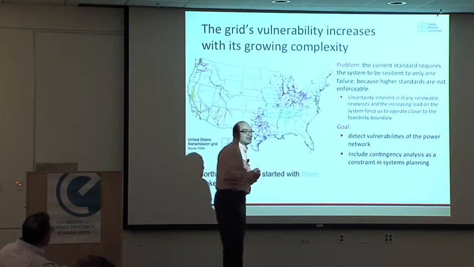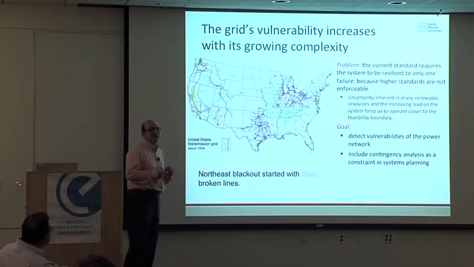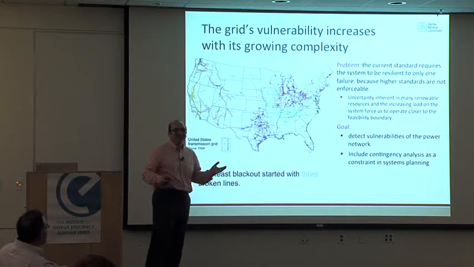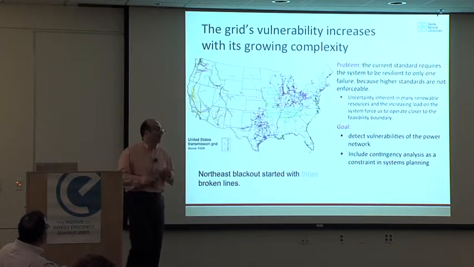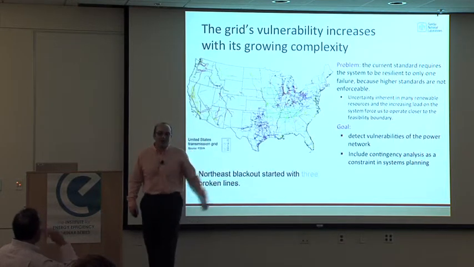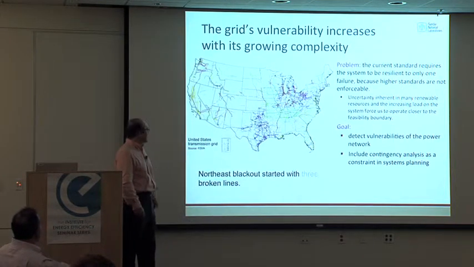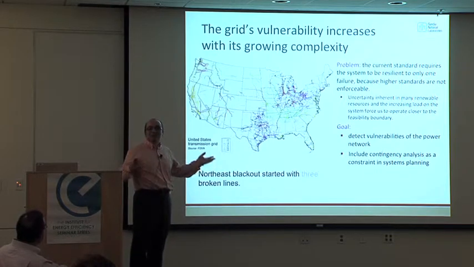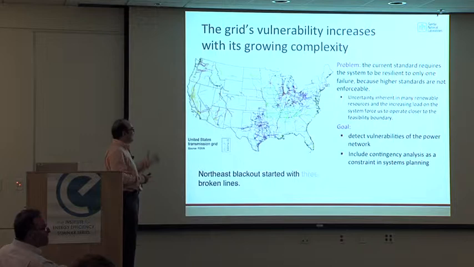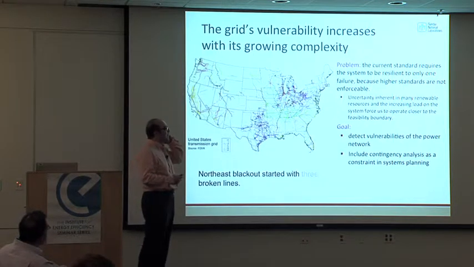But the problem is that in practice, k is 1. So the system should stay intact if you lose one component. But you need a little bit more than that. The Northeast blackout, depending on how you count it, I would say was 3. It started with 3 broken lines. The system survived the first one, but if you lose 3 lines, there will be huge blackouts.